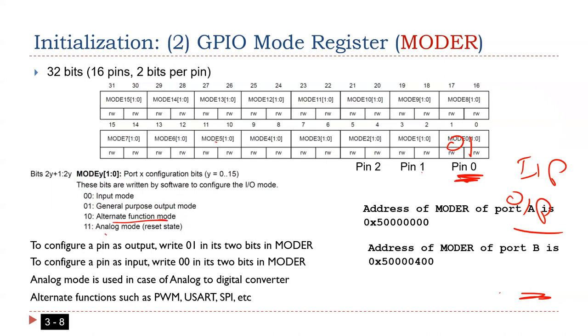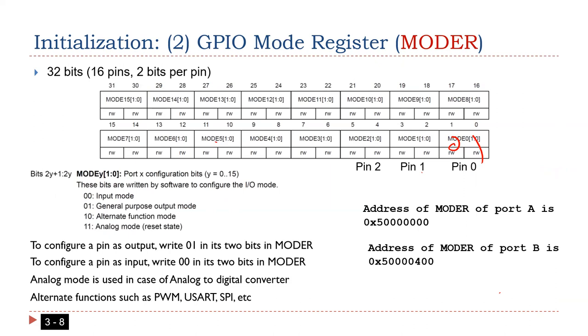like alternate function, analog mode, and so on. By the way, this is the default value. Once you do a reset, all of them are programmed in analog mode. So again, in this chapter, we're going to use either input or output. All you have to do, guys, if I want to program one bit as input, you put 0, 0. If you want to program one bit as output, you put 0, 1. Is that okay?